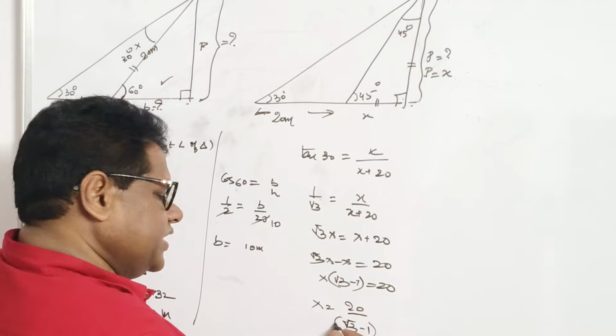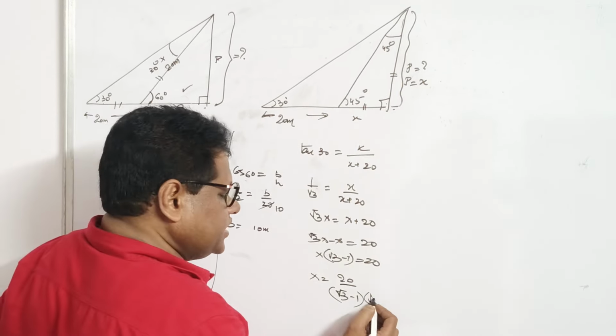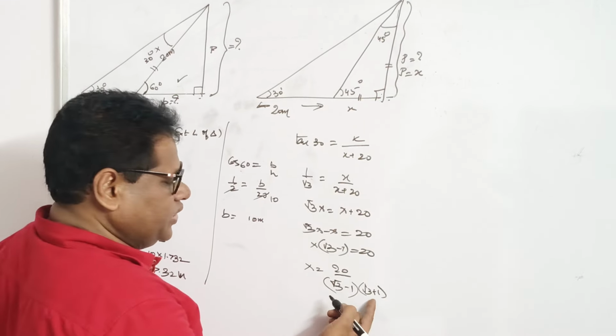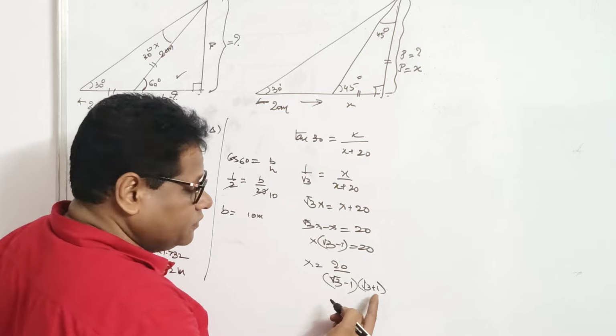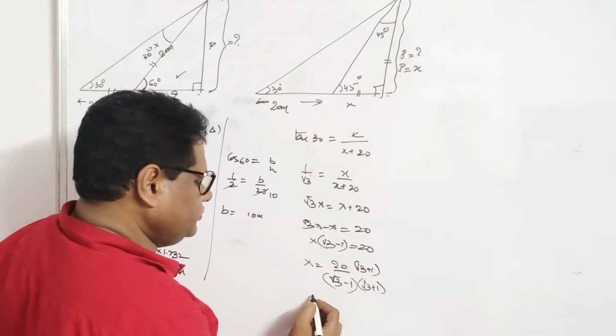Now rationalize the denominator, because you are not supposed to keep root in the denominator. The rationalizing factor is the opposite sign. If it is minus, put plus over here. If it is plus, put minus over here. The same number is to be multiplied with the numerator also.